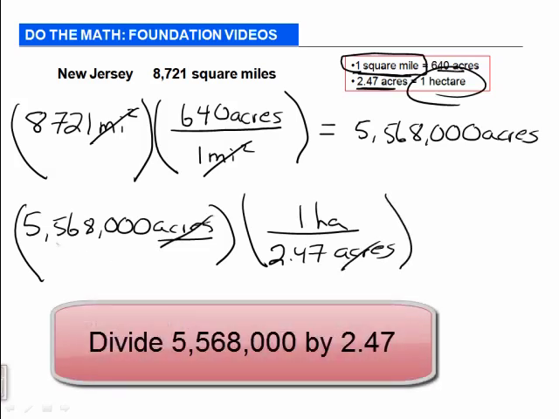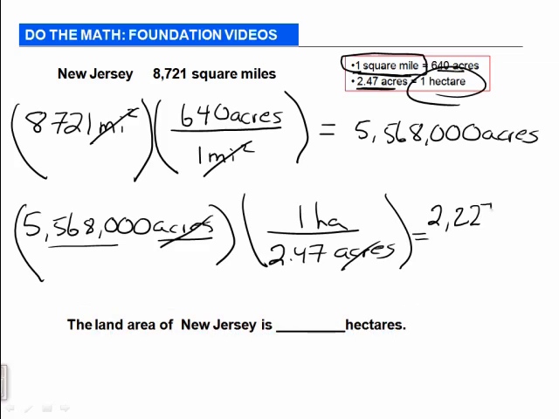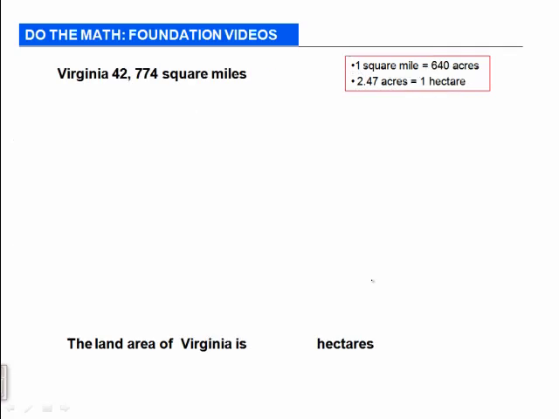So essentially, I'm going to take this 5 million number and divide by 2.47. I get my calculator out, and I still get a pretty big number, 2,227,200 hectares, HA. So that's the number that goes in this box. So that's the first one. Once we do New Jersey, we're going to flip from New Jersey and do Virginia.